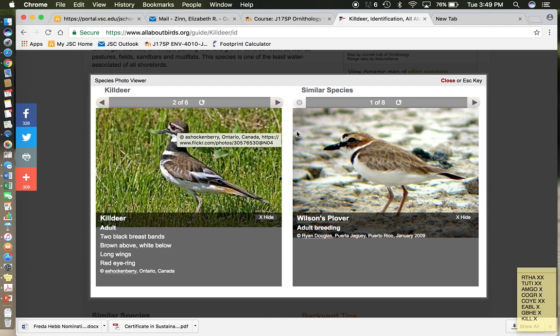Killdeer also do this wonderful broken wing thing that they try to do to lure. If there's a predator getting close to the nest, one of the adults will act like its wing is broken and kind of keep just staying a little bit in front of you, but acting like it's injured to try to draw you toward it instead of the nest. And it's pretty interesting. You might want to check out a video of the broken wing display from Killdeer.